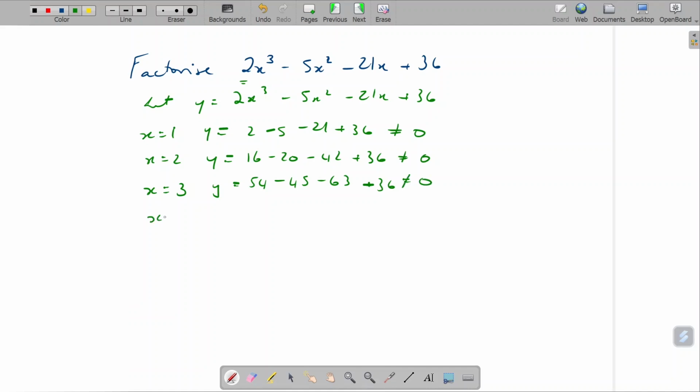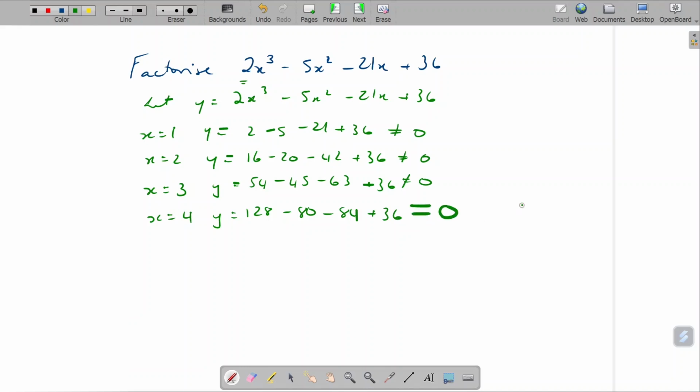But when I try x equals 4, and again, sometimes all we need to do is persevere and take a little bit longer, we're going to get y equals 2 times 64, which is 128, minus 5 times 16, which is 80, minus 21 times 4, which is 84, plus 36. And the key thing which happens here is that this does, in fact, equal 0.